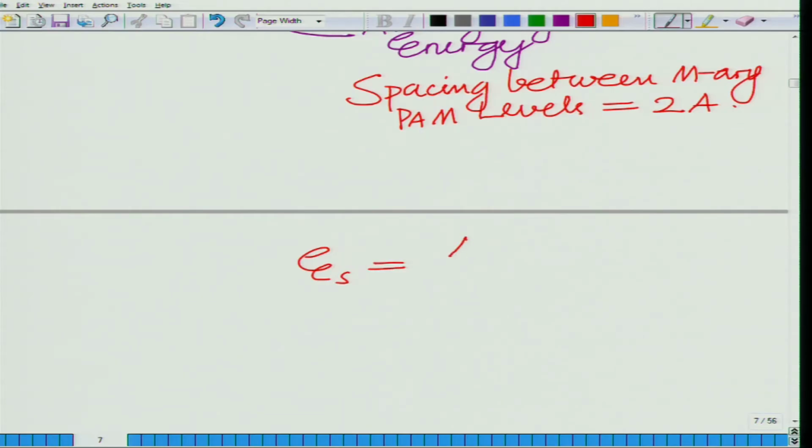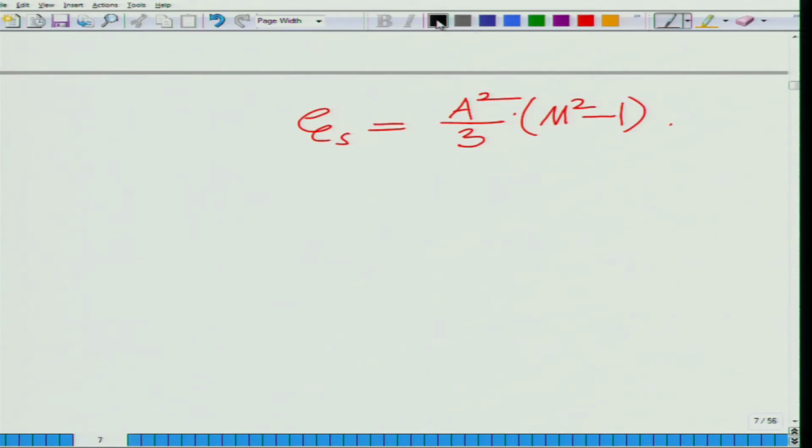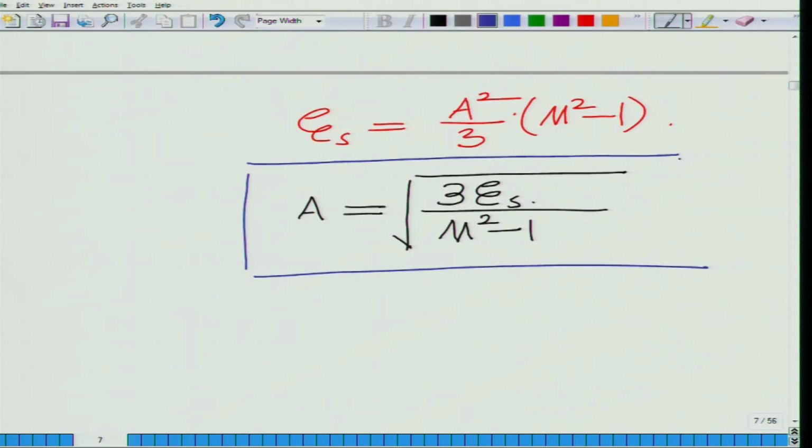Therefore, now look at this: E_s is equal to a squared by 3 into (M squared minus 1). If we are given E_s, remember that is what we want to do, we want to choose an appropriate a, where 2a is the spacing. Setting a equal to the square root of 3E_s divided by (M squared minus 1) ensures an average symbol energy of E_s.